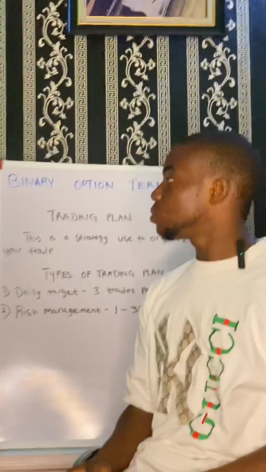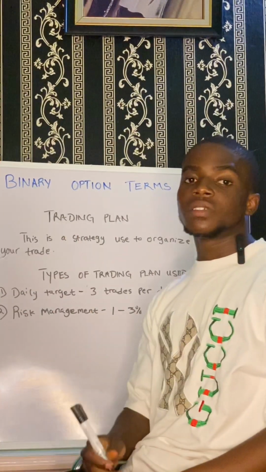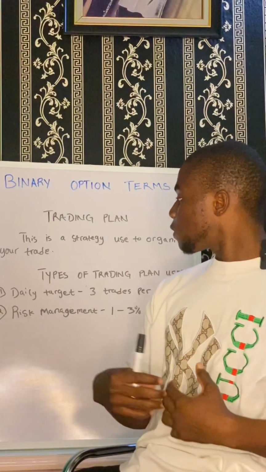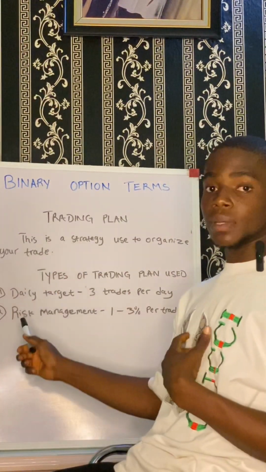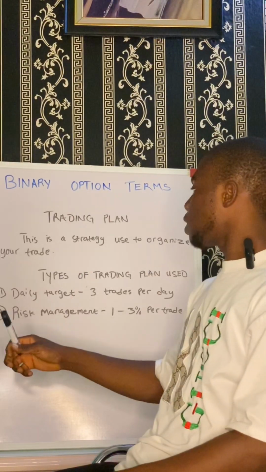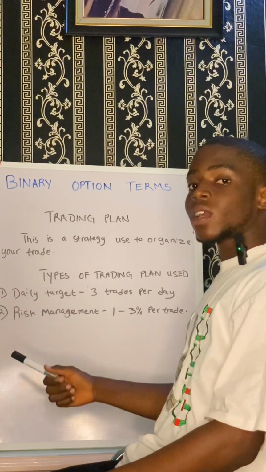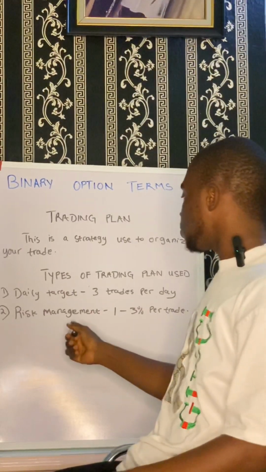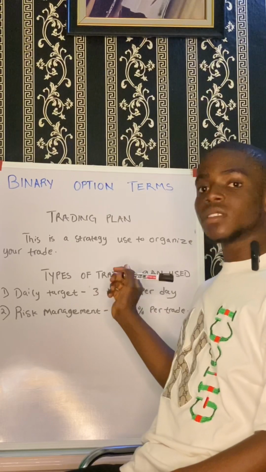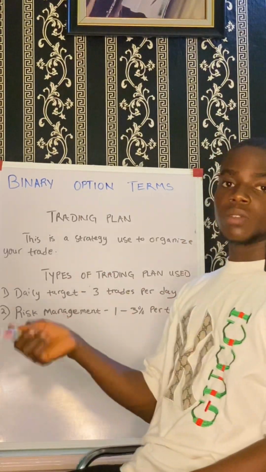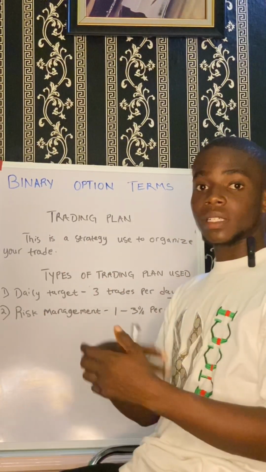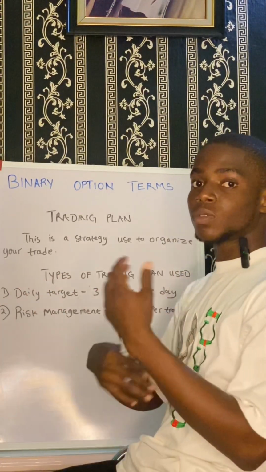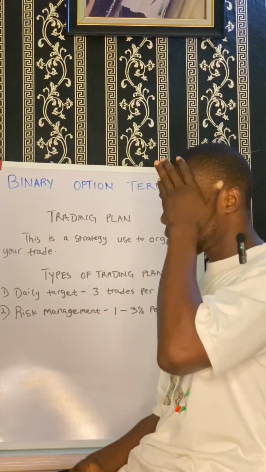Next, guys, take a look at the term called trading plan. A trading plan is simply a strategy used to organize your trade. As for me, here is the strategy I use to organize my trades. This is my trading plan. Daily target: I use a daily target of 3 trades per day. I only make trades 3 times per day. There is a risk management of 1 to 3% per trade. That's what I do. But during the course of our practical, I'll show you guys how daily target and risk management come into play. Okay guys, let's head over to our next step.